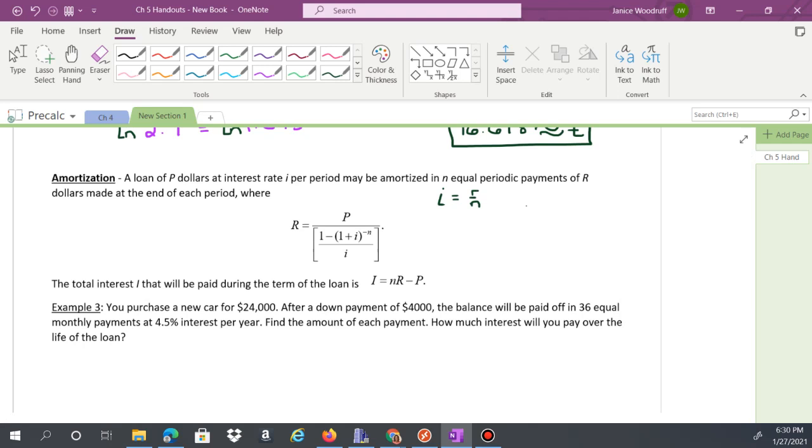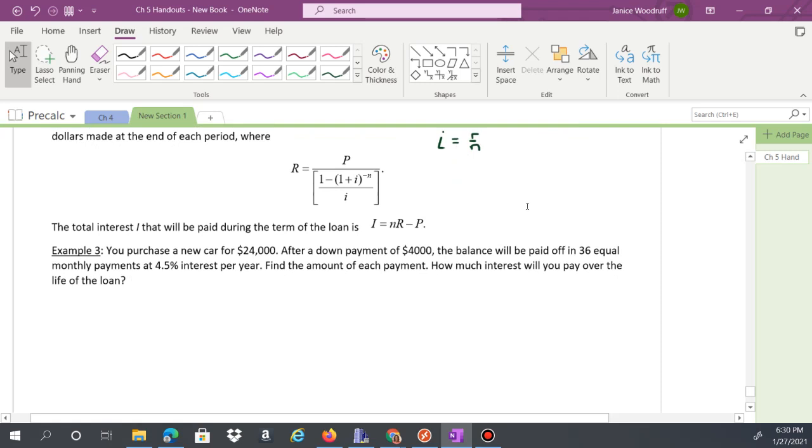So we have a loan of P dollars at interest rate I, amortized in N equal periodic payments of R dollars. Okay, so you purchase a new car for $24,000. After a down payment of $4,000, the balance will be paid off in 36 equal monthly payments at 4.5% interest per year. Find the amount of each payment. How much interest will you pay over the life of the loan?